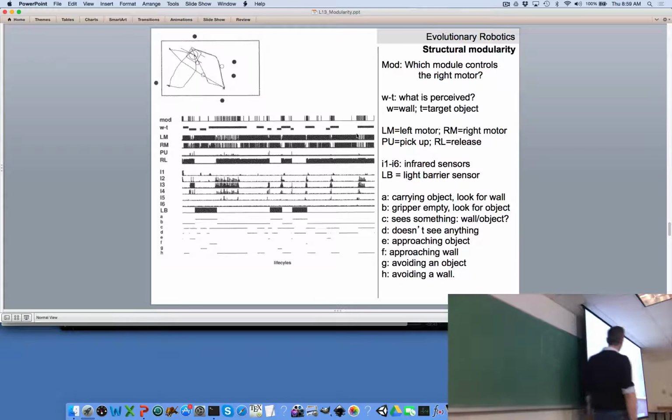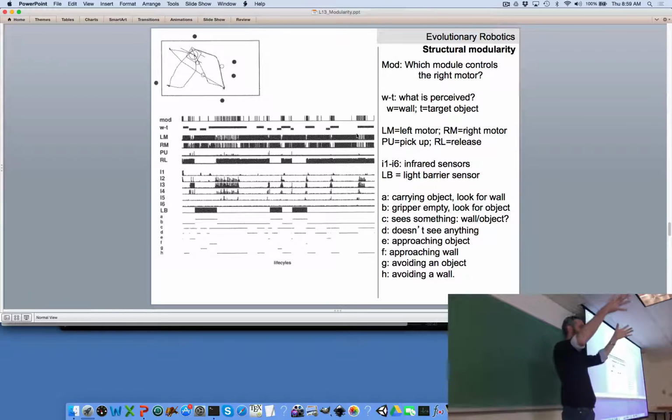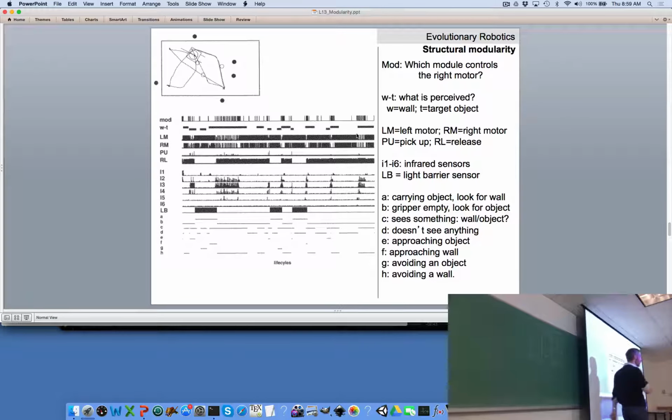Again, there's kind of something there, but it's hard to wrap your mind around what it might be. Okay, LB is the light barrier sensor. So obviously when the robot is actually holding one of the three objects, the light between the two fingers of the gripper is broken and that sensor is firing. And that's the robot's way of knowing that it's holding the object. Again, no real correspondence between that and these two modules.